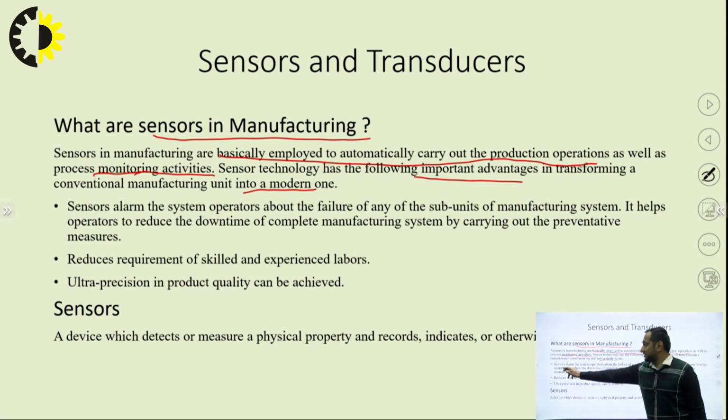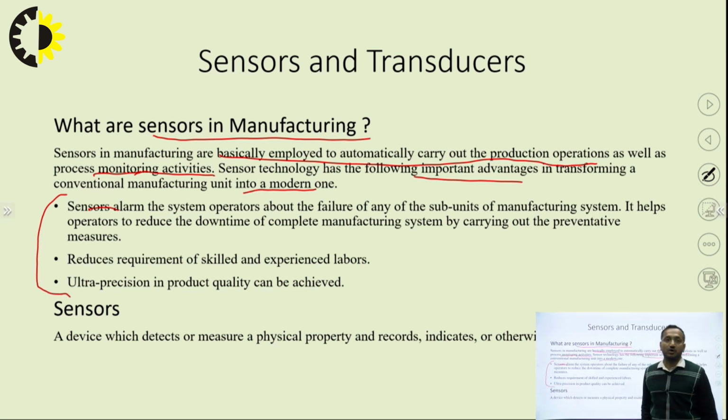Now these 3 points are some examples of how sensors are improving our conventional practices with mechatronics. Sensors alarm the system operators about the failure of any subunit of the manufacturing system. So if there is any failure in the manufacturing system, for example, if some assembly line is not working properly, the sensor will automatically sense that and send a message to the operator that there is a specific fault in that area of the machine.